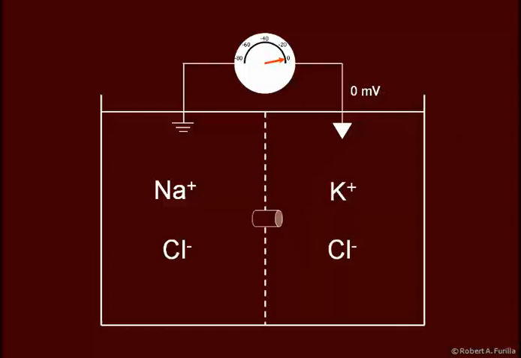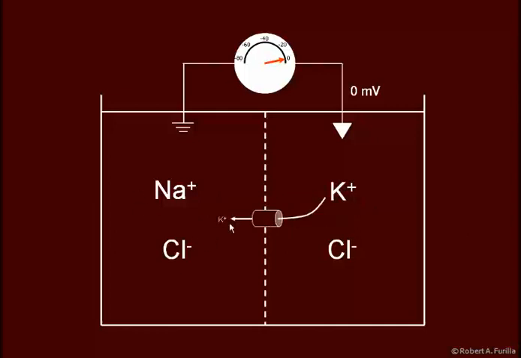Now I'm going to put in a channel. This channel is permeable to potassium only. Chloride cannot move through it, nor can sodium. Only potassium can move. Since potassium is in high concentrations on this side and there's none on this side, potassium will tend to move through this channel.